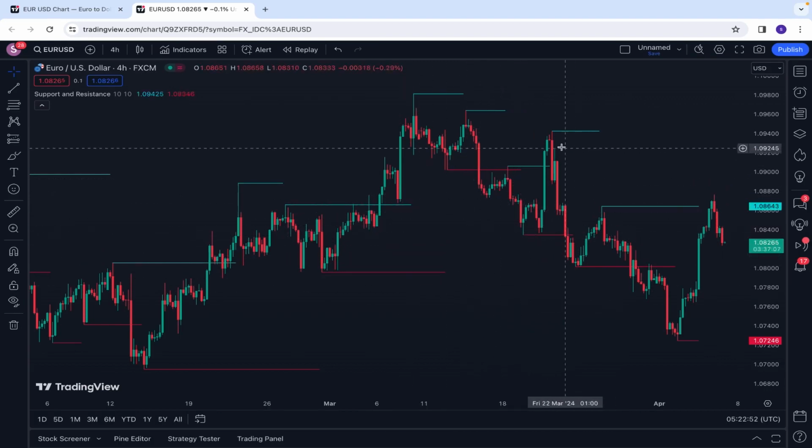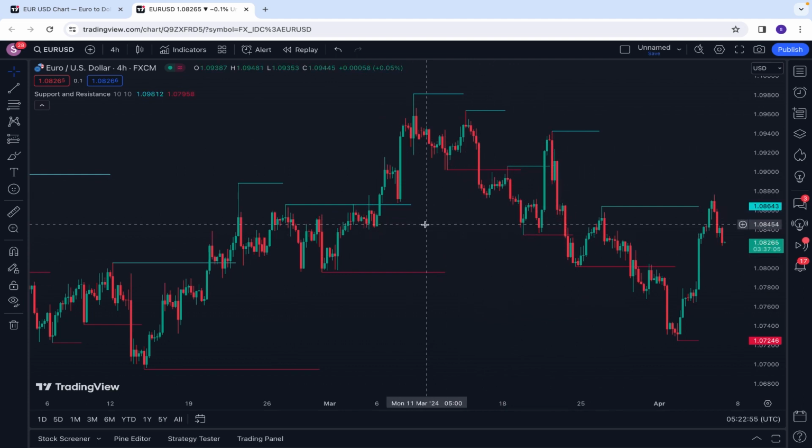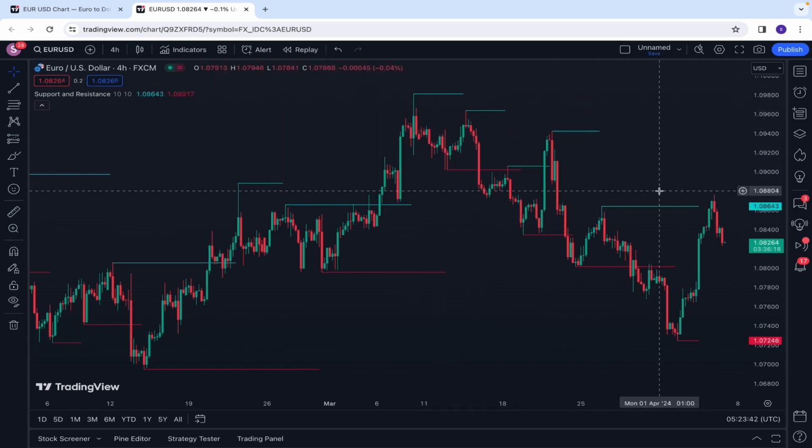This indicator draws basic support and resistance levels with the help of pivot points, and besides helping with support and resistance levels, it will also help with identifying trends. For example, when you see the market is making lower highs and lower lows, you know that this is a downtrend.